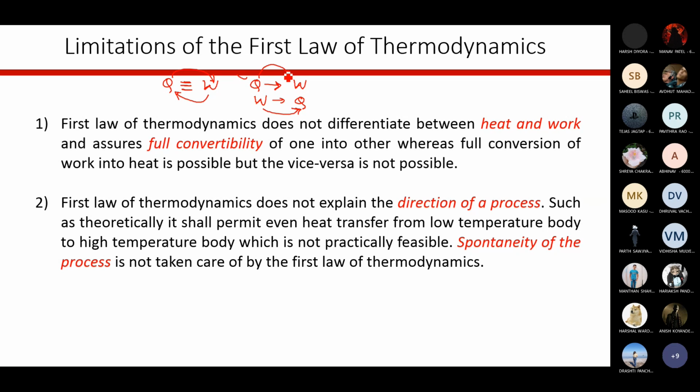Now look at the second statement. The first law of thermodynamics does not explain the direction of a process. It means that under the condition you have been given Q and W, without looking at the magnitude of these two, you cannot decide whether Q will be converted to W or W will be converted to Q, right? And the first law does not give any idea about this. It does not talk about the direction of the process, whether the transfer is from this to this or this to this. It only says Q can be converted to W, W can be converted to Q, right? So the directional aspect of the process is missing in the first law of thermodynamics.